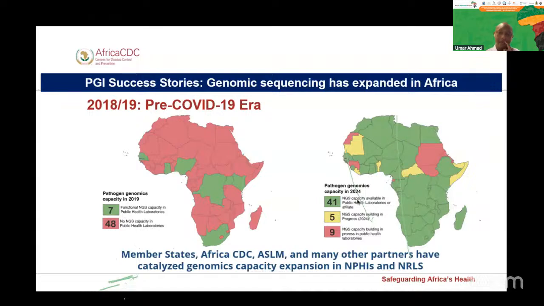Now we have 41 countries that have full functional genomics capacity in all the national public health institutions, as well as affiliates like research institutions. Currently we are also trying to support the remaining 9 member states that do not have the capacity at the moment, through partnerships with SLMs and many other partners, to catalyze these capacity expansions in the national public health institutions as well as the national reference laboratories. But this is what we have post-pandemic as of 2024.